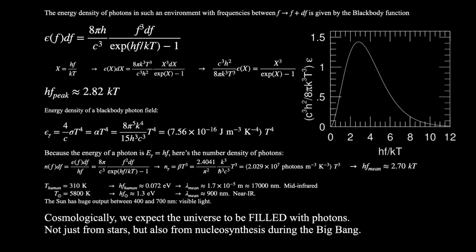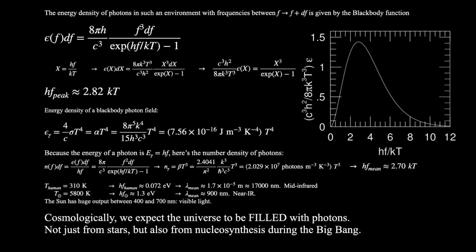Because the energy of a photon is h times the frequency, we can say what's the total number density of photons inside of the field. So we just take the energy density and divide it by the energy of one photon, and we have the number density of photons in a small frequency interval df. It's very similar to the previous expression, but there's an f squared instead of an f cubed. This will end up, after integration, giving a total number density of photons that depends on the temperature cubed.